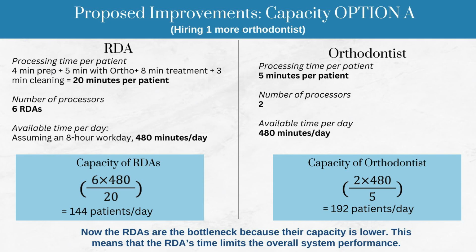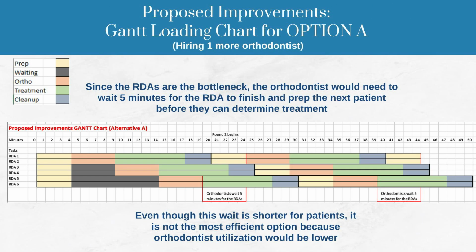For this process, we decided to implement 2 possible alternatives. The first one was hiring 1 more orthodontist. For this, we recalculated the capacities for 6 RDAs and 2 orthodontists. However, we realized that we created a new bottleneck, and now the capacity of the orthodontists was higher than the capacity of the RDAs. That means that the overall patients that can be attended during 1 day or 1 hour would be limited to the RDA capacity.